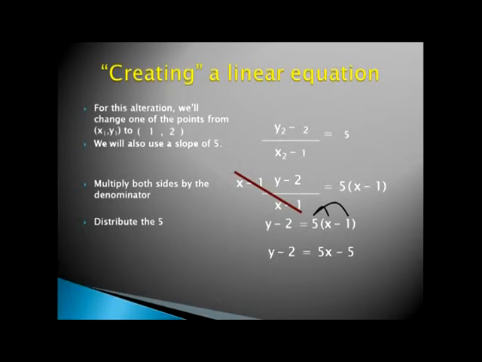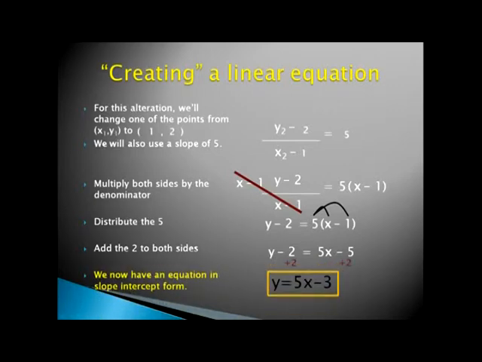We're almost done. All that's left is to move the negative 2. Remember, in order to move a number, we must use its opposite. Since we have a negative 2, we need to add 2 to both sides. The result is y equals 5x minus 3. Our equation has now been changed from slope equation into slope-intercept form.